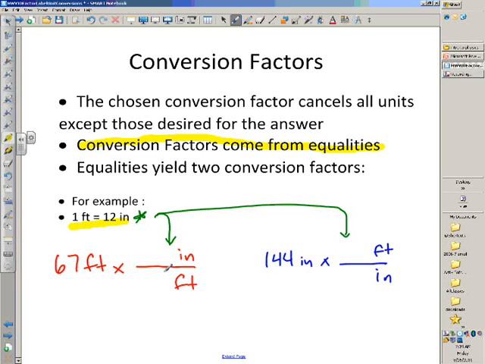Because you have the same distance on the top and the same distance on the bottom, which means you're taking your original measurement and multiplying it by a factor that is equivalent to 1, which means we're not changing the actual amount of distance. We're just changing the way it's represented. Something to keep in mind while we're doing these conversions, we're not actually changing the amount that we measured. We're just changing the way it's represented. A couple of examples.